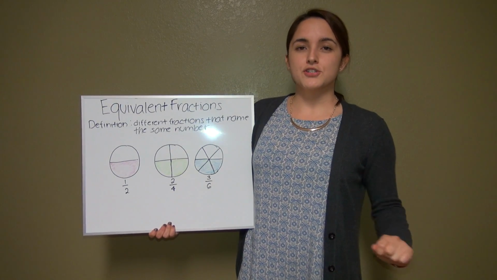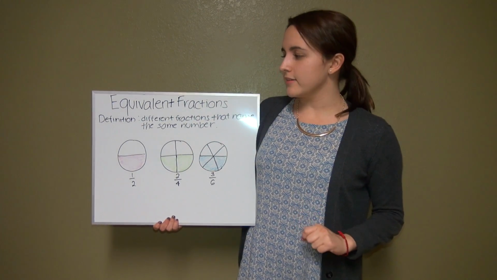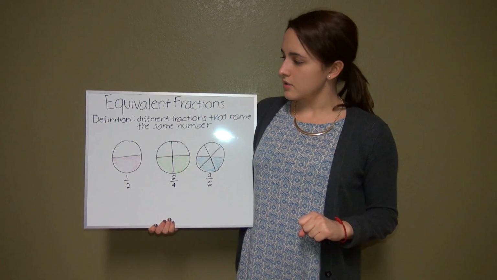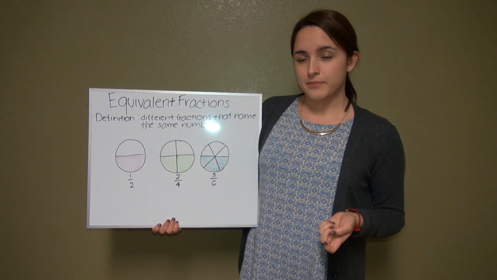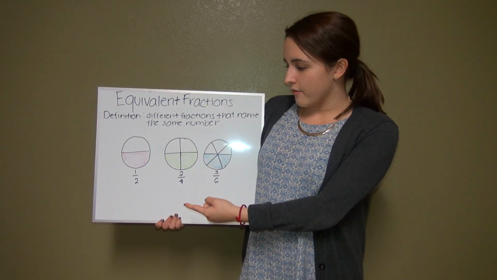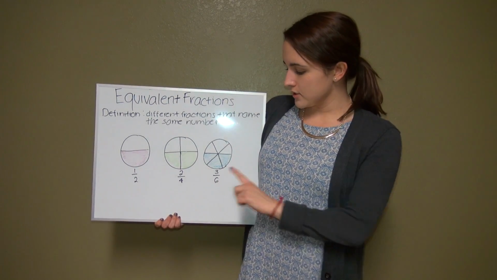So first of all, I need you to take out your notebook and I want you to write the definition of equivalent fractions. Equivalent fractions are different fractions that name the same number. So right here we have 1/2, 2/4, and 3/6.